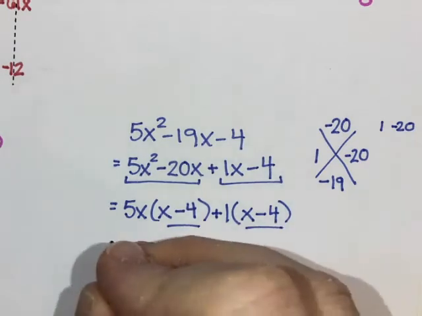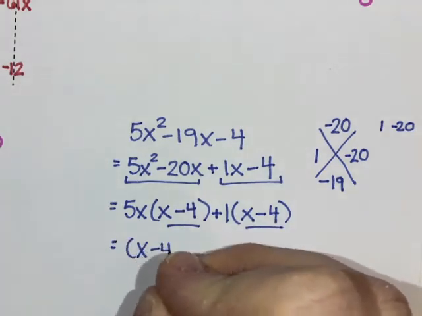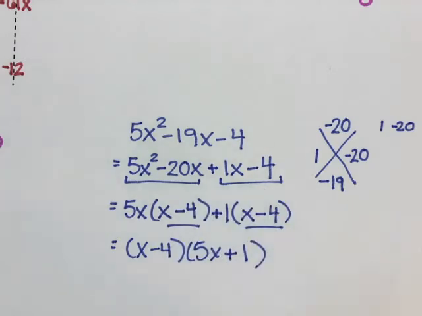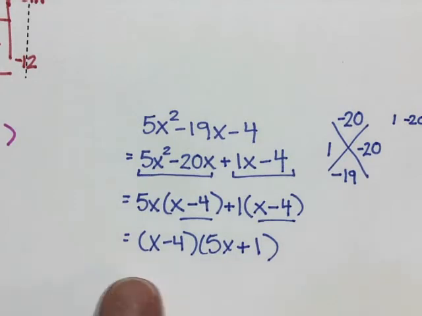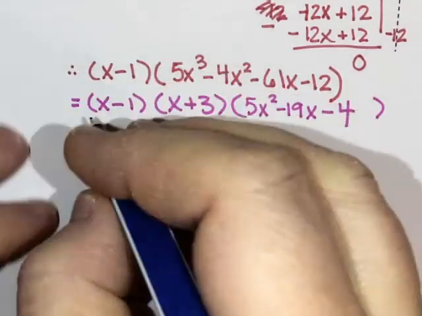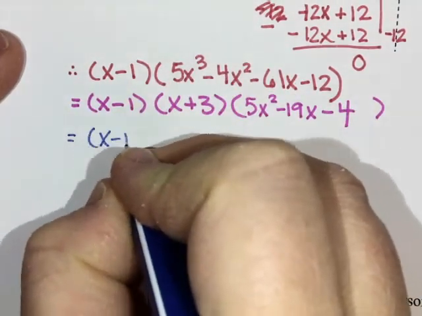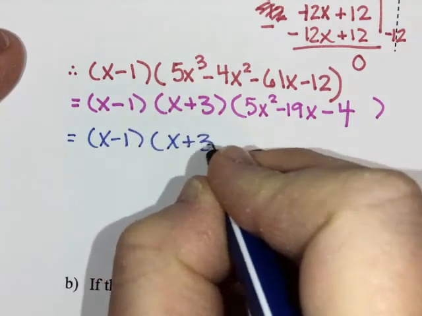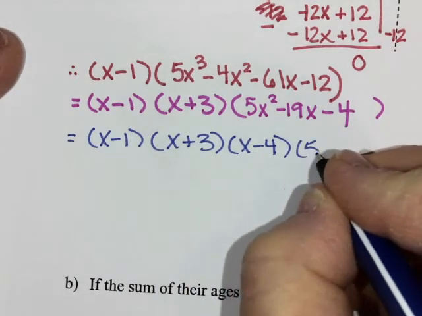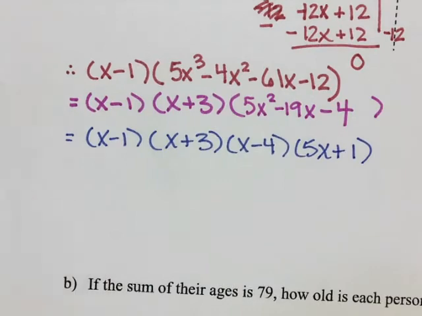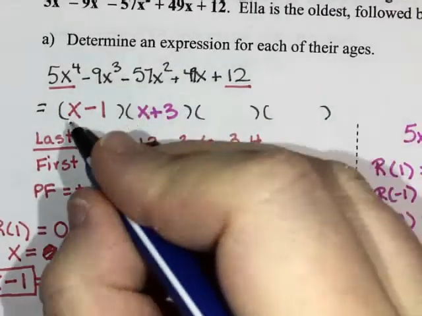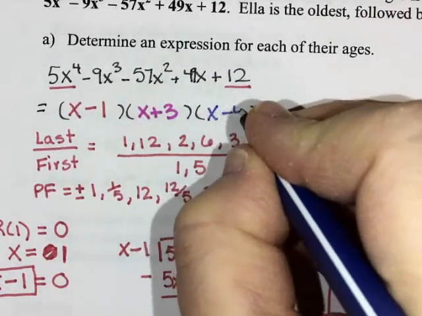These two brackets are the same. That means this is x minus 4, and then 5x plus 1. Okay, so that means my last two brackets are x minus 4 and 5x plus 1. So that means this expression is x minus 1 times x plus 3 times x minus 4 times 5x plus 1. Whew, that means we have finally factored it into 4 brackets, which is what our goal was. Our goal was to figure out the 4 things that we were multiplying here in order to make this happen.